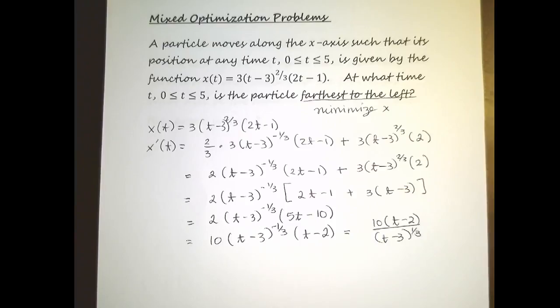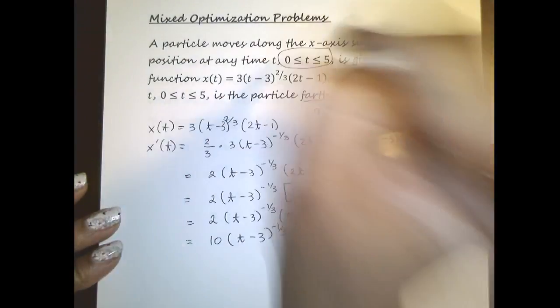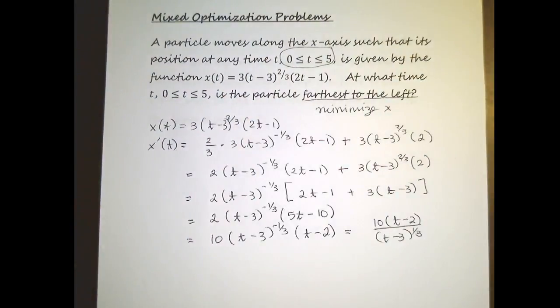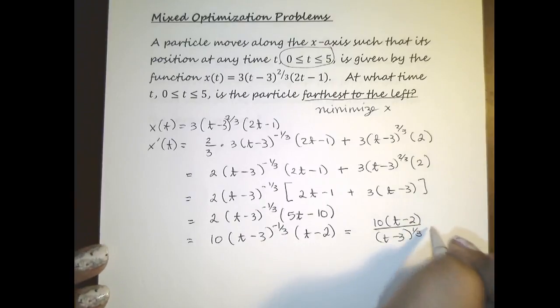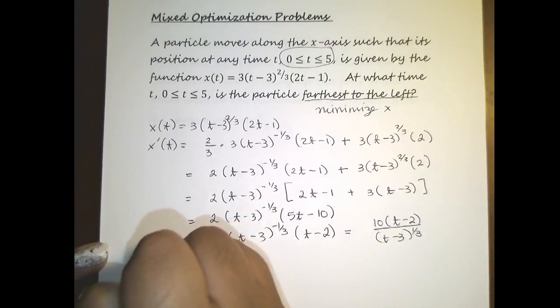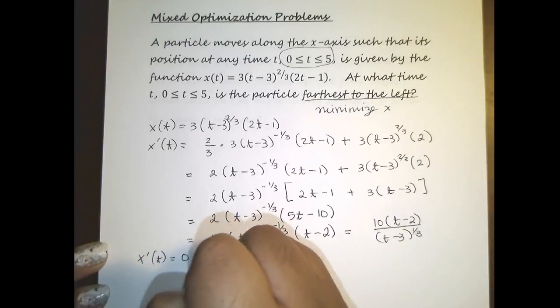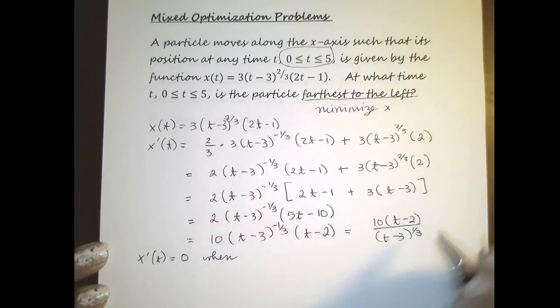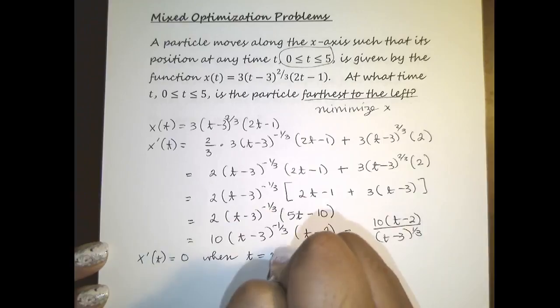So, it took a little bit of work, but that's my derivative. In order to find my critical points, I need to set the derivative equal to 0, and I also need to check whether the first derivative is undefined. Note, I do have a domain. It was given to me that t is limited to be between 0 and 5. So whatever critical points I find, I only need the ones that are between those two values. If I set x prime of t equal to 0, that means the numerator is 0. So that's when t is equal to 2.